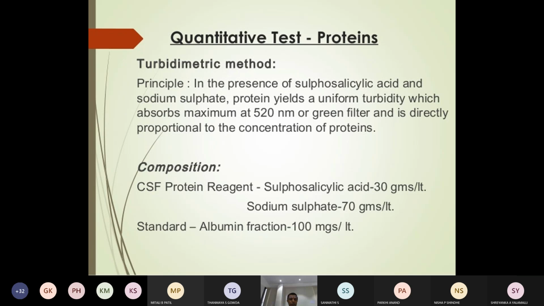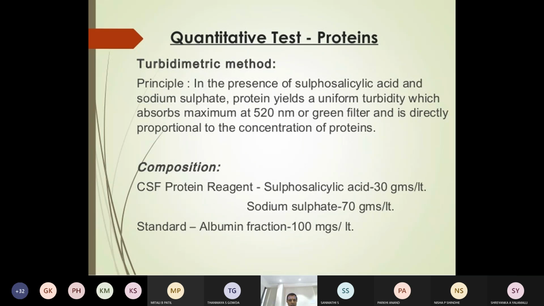In the turbidimetry method, in the presence of sulfosalicylic acid or sodium sulfate, protein forms turbidity which absorbs maximally at 520 nanometers with a green filter, and is directly proportional to the concentration of protein, which can then be estimated. What we do in plasma or blood is the BCG and biuret test. Here it is the turbidimetry method.